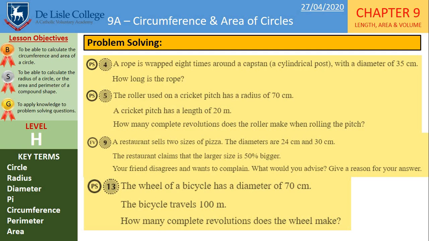Okay, here are some problem-solving questions. You may find it helpful to draw a diagram and label it. Pause the video while you work through them.